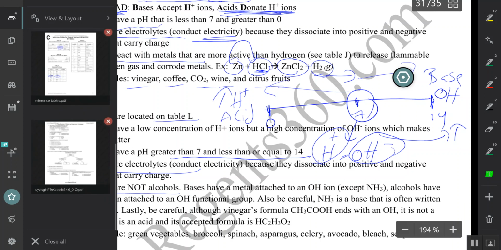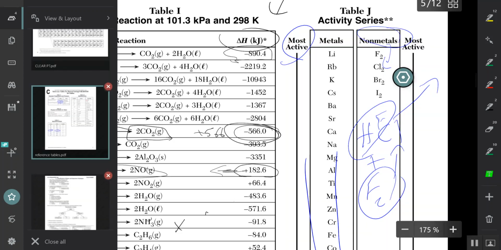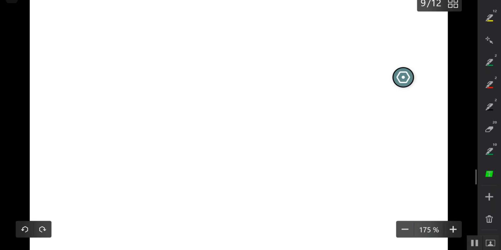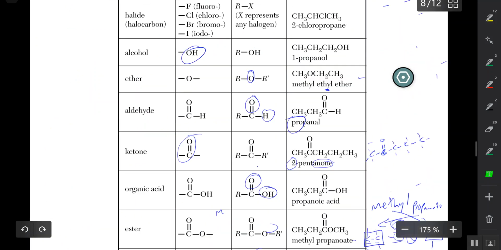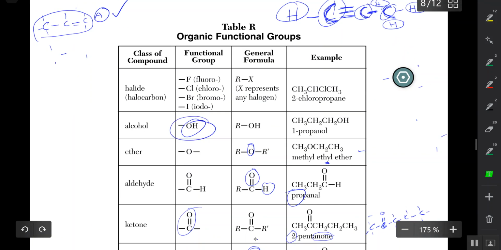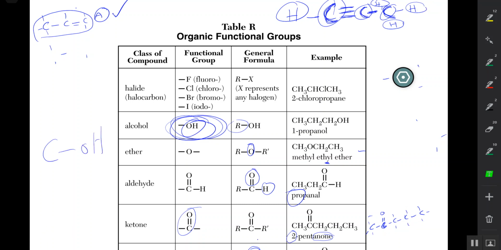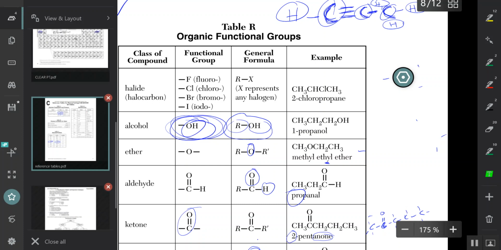Many people may think of organic chemistry and may think that bases are alcohols because alcohols have an OH. Alcohols, the OH functional group for alcohols usually is attached to a carbon group. So you have a COH. Okay? So the OH again, when it's attached to a carbon group, you have an alcohol.